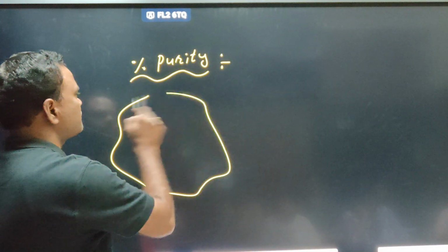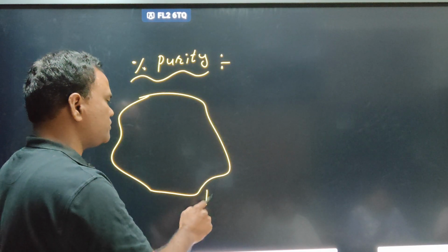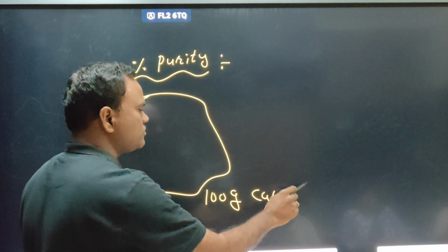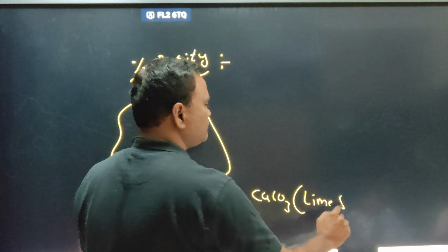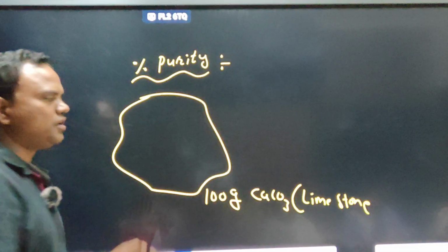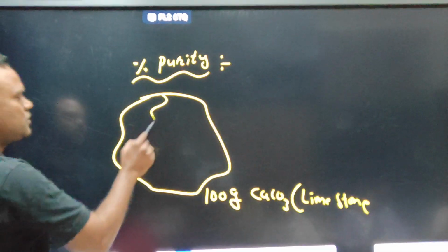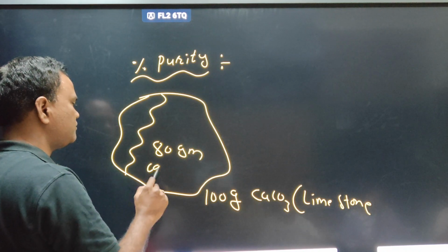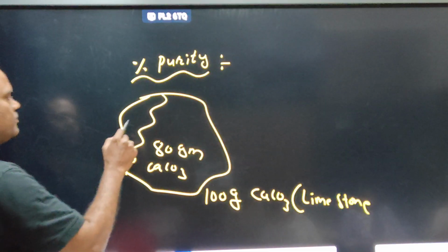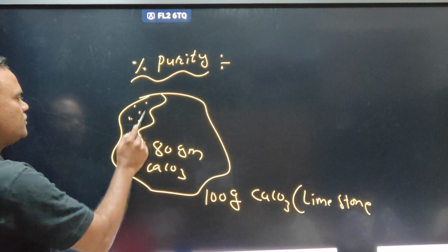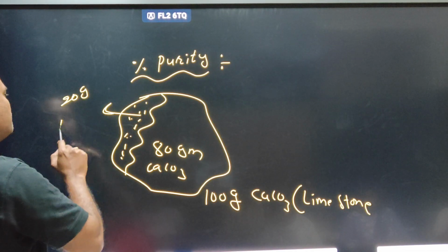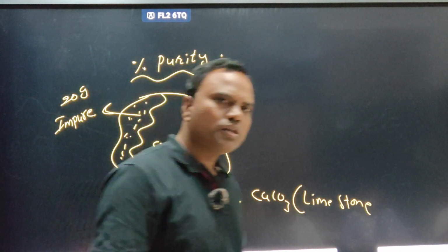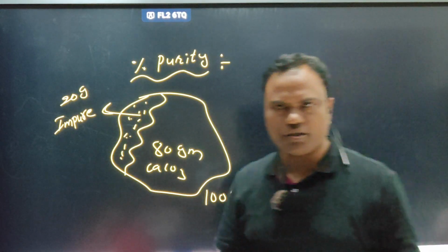See, let us consider we purchased 100 grams of limestone. Limestone's general formula is CaCO3. What is the total weight of limestone? 100 grams. So in that 100 grams, only 80 grams is pure. The remaining 20 grams is impurity. You tell me how much percent it is pure? 80%. That is called percent purity.